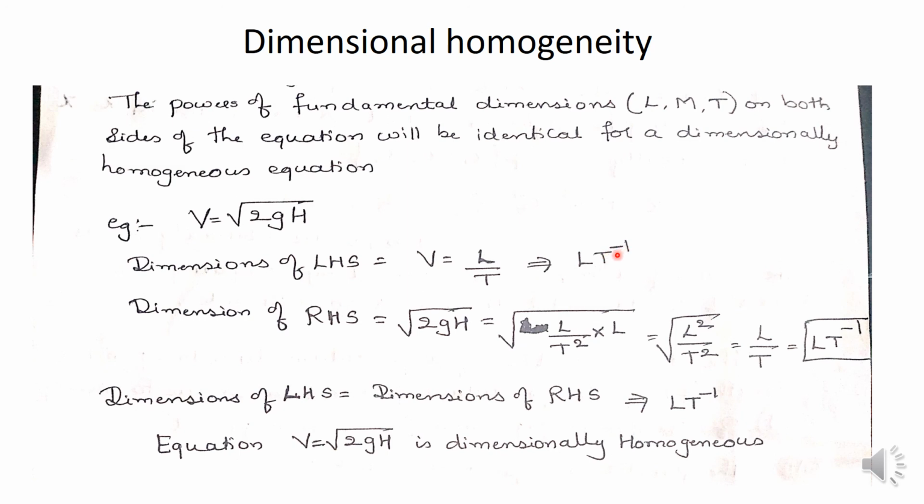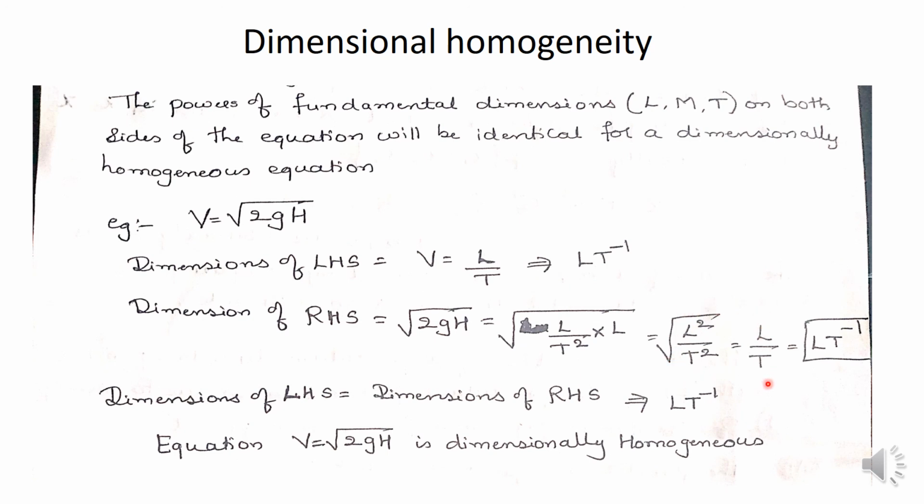Now let us write the dimensions for the right hand side of the equation. Root I will keep as it is. For constants we are not writing any dimensions. G is acceleration due to gravity, meter per square seconds, so meter is replaced by L and T square for square seconds. H, the head, is measured in meters only, so it is replaced by L. So this is root of L square divided by T square. If I remove the root, it will be L divided by T.